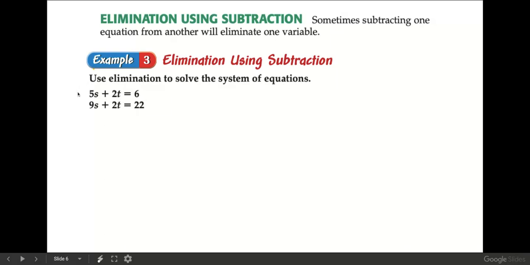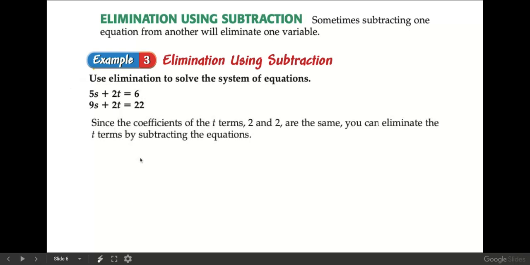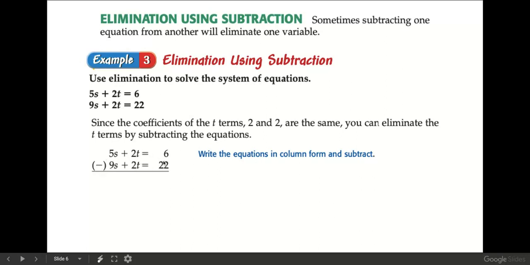And so this is an instance where subtraction is going to make more sense, right? Because I know 2 minus 2 gives me 0. So I'm going to have to subtract the two equations from each other, okay? So let's go ahead and do that. So instead of adding, I'm subtracting. So I have to subtract all these bottom ones from the top ones. So it's going to be 5s minus 9s. It's going to be 2t minus 2t. It's going to be 6 minus 22.